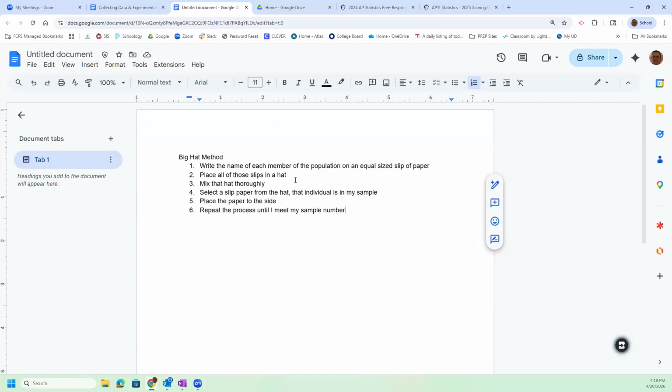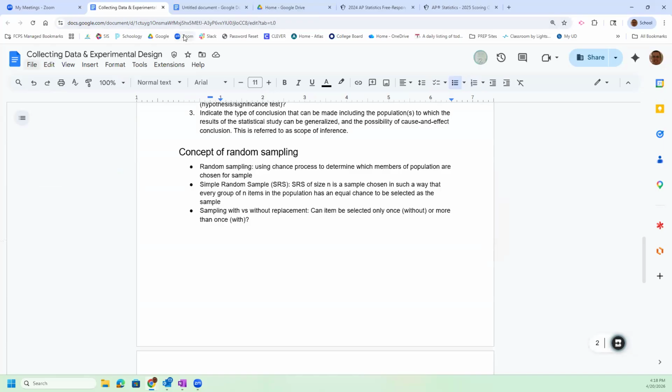Okay, I'm going to be honest with you. This is how you should describe a random process. Yes, there are other ways to get it. I am telling you, a hat is always going to work as long as you do the following. As long as the slips of paper are equally sized, as long as you mix the hat, and as long as you say what you do with that piece of paper once you're done with it, you've described a random process. Okay, so that's the idea of the big hat method. And I am telling you, that is going to be a lifesaver when it comes to describing a random process.